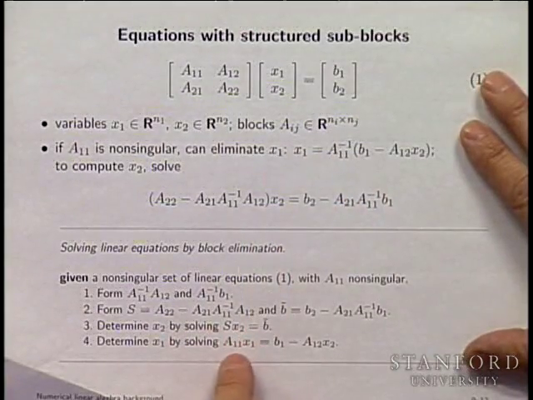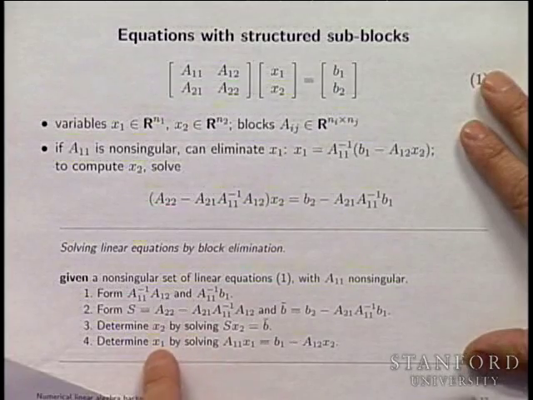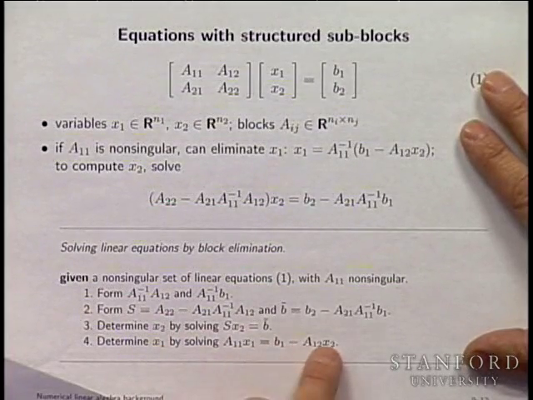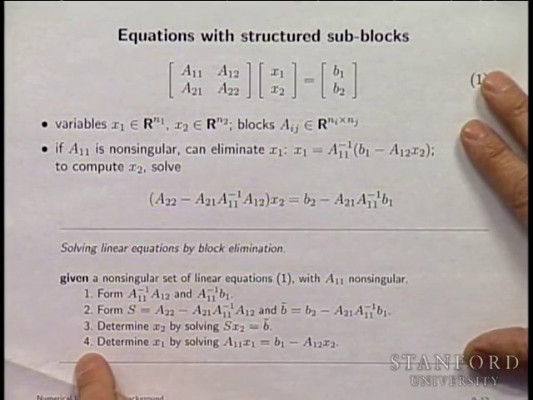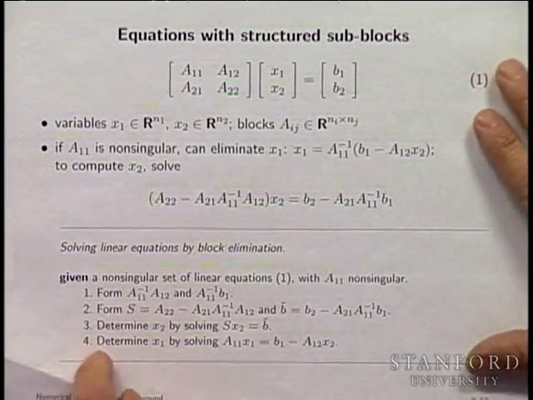Okay? Now the interesting thing here is you have to do the following. You have to solve A11 x1 equals this. But guess what? A11 you already factored in step 1. So this last step, step 4, is actually a back solve. It is not a factorization. The back solve. Right. So actually these are very important things.